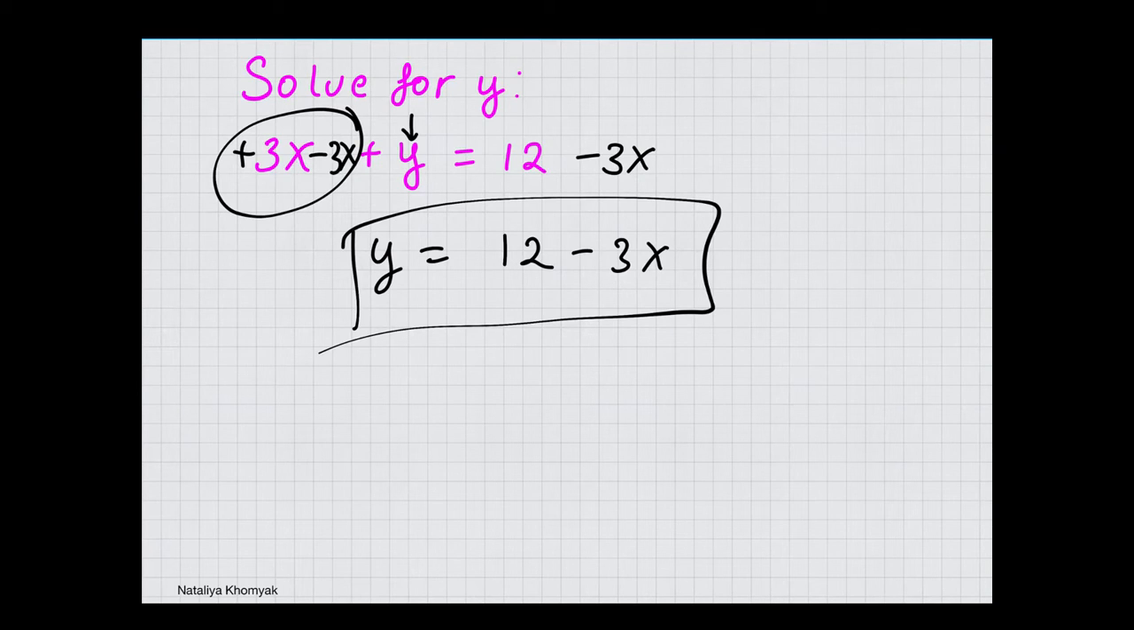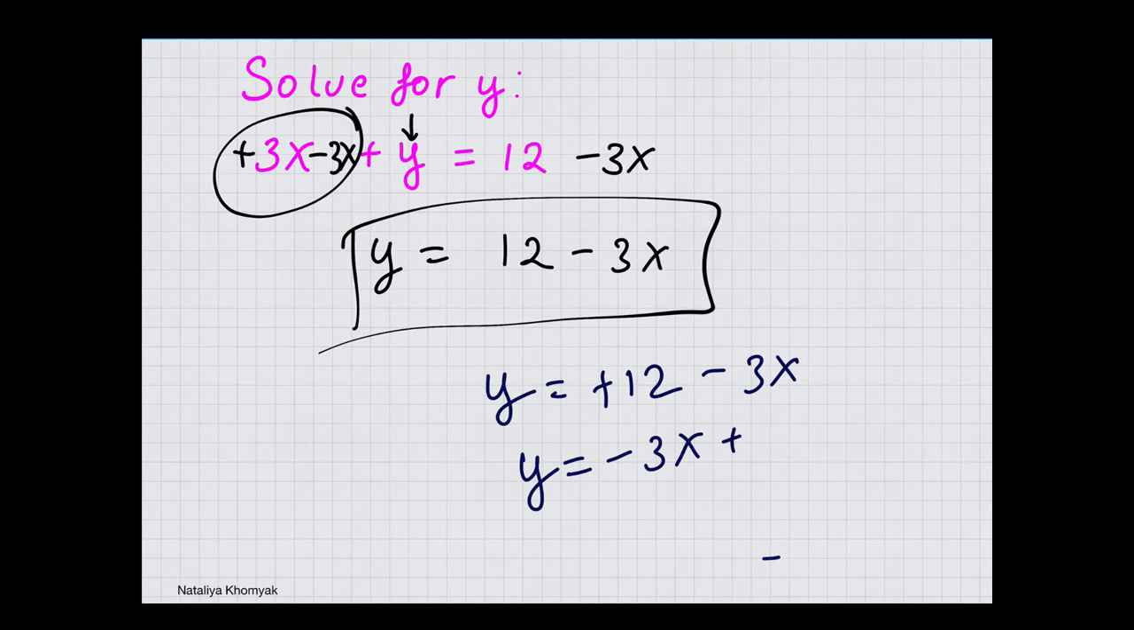Sometimes answers are in slope-intercept form when you have x's first and numbers second. So if you have y equals 12 minus 3x, this is a perfectly fine solution, but this is a positive 12, so sometimes the terms are in a different order, and you can have y equals minus 3x plus 12. Just like negative 2 plus 3 is the same as 3 minus 2. Both of them add up to 1.